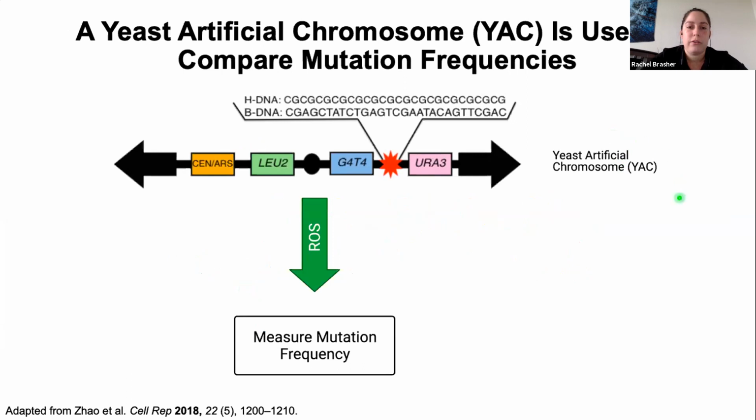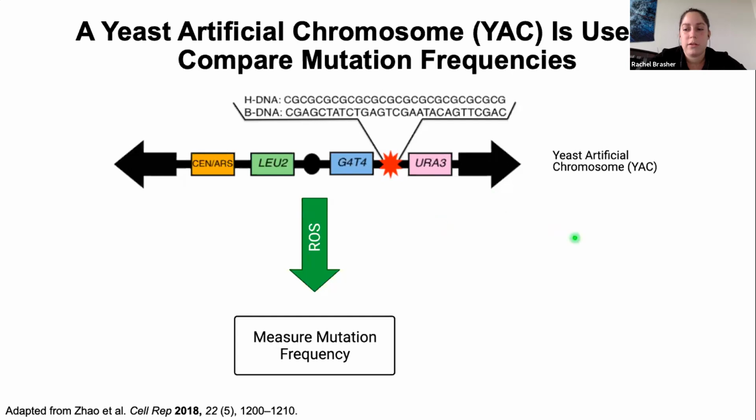The overall objective of this study is to compare the H-DNA and B-DNA mutation frequencies in the absence and presence of oxidative stress. A yeast artificial chromosome containing either an H-DNA forming sequence or a B-DNA forming sequence will be used to compare the mutation frequencies. In order to induce oxidative stress, ROS must be added. H2O2, or hydrogen peroxide, is a molecule known to form the hydroxyl radical, so that's what we've decided to use.